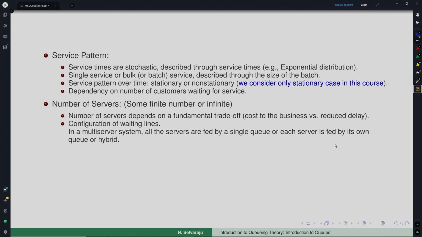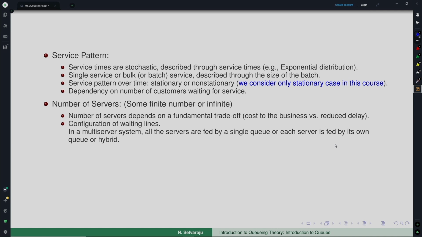Now, what do you do in such a case? If it is a pure economic decision, then you can simply make the trade-off. But in some cases, again, you will not be able to increase the number of servers. Then one has to look at other aspects. But if it is a business manager's decision to decide the number of servers, then one can make this trade-off and decide the number of servers in this case.